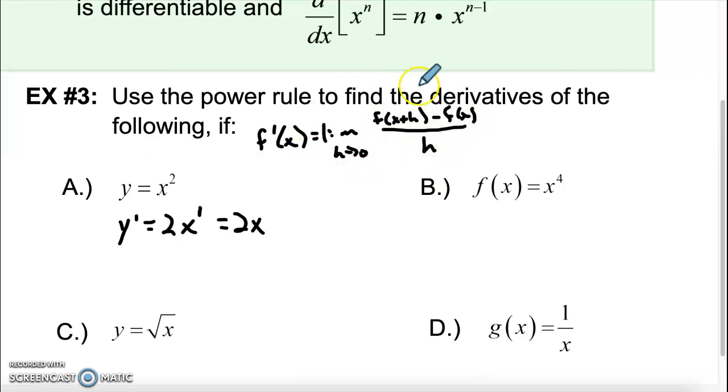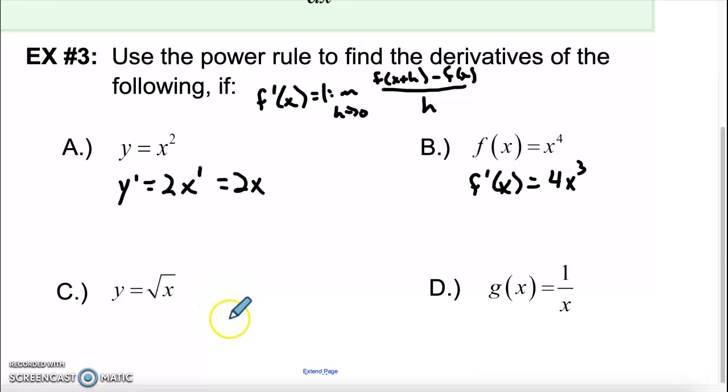So if I were to go through this process for x squared, my answer would end up being 2x. But this is a very useful shortcut. All we have to do is bring the exponent down and subtract 1 from the exponent. So here in b, my derivative would just be 4x to the third. Bring the exponent down, subtract 1 from the exponent.